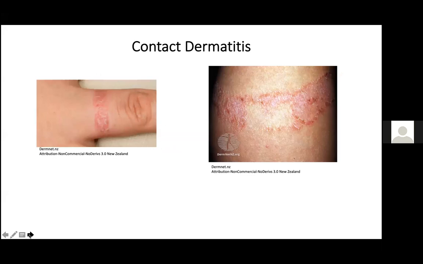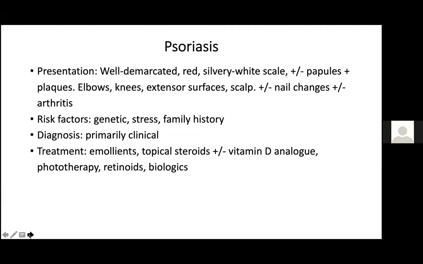So here are some pictures of contact dermatitis. On the left, that's obviously caused by a ring. And on the right, I think that's an arm where a watch has caused contact dermatitis. Moving on to psoriasis.